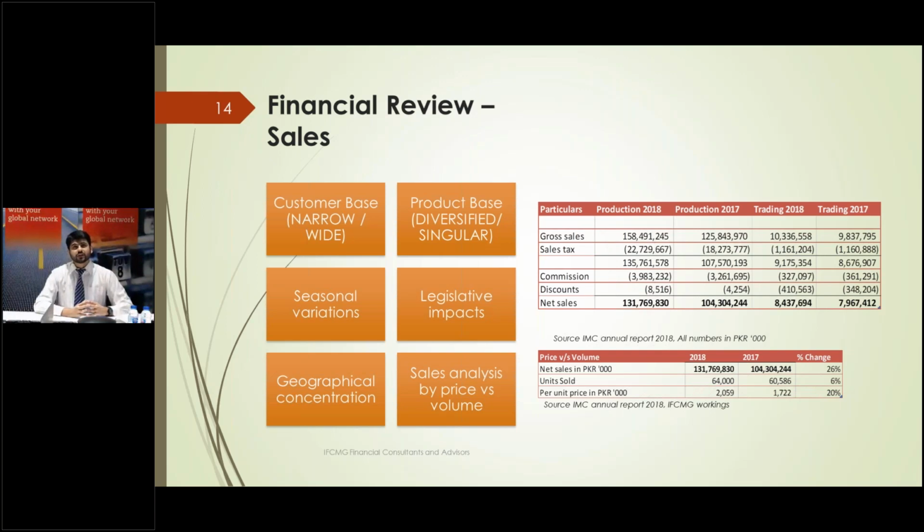And the next factor that we need to consider when analyzing sales is the product base. How much of this revenue is derived from the sale of a single product? What product variety do we have? So for Indus Motor Company, we have a very narrow product base.